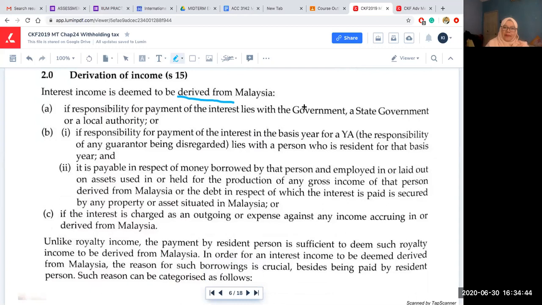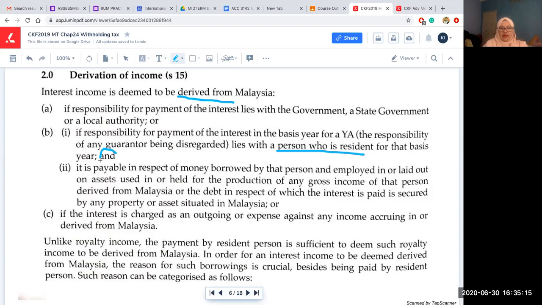number one, the responsibility lies with the government, state government or local authority. So the same. Sama kan? Right, the responsibility of payment lies with the government, state government or local authority, or B, the responsibility for payment lies with a person who is a resident. Right? Sama. But you are the 'and' here. When you are the 'and', it means that you have to fulfill both conditions.